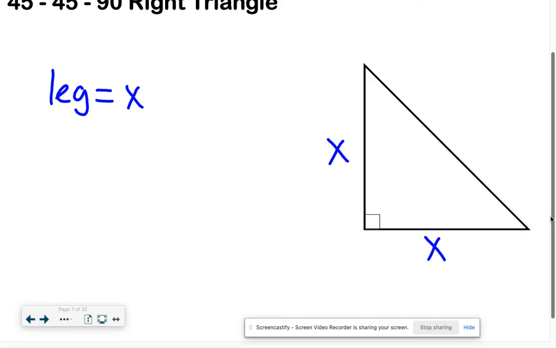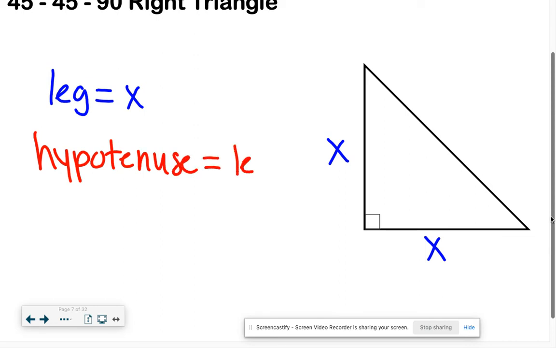Our leg equals x. This is a left triangle. And our hypotenuse equals our leg times root 2, or x root 2. That's our big idea today. Leg equals leg, hypotenuse equals leg root 2. And I have a nice little cheat sheet for you.